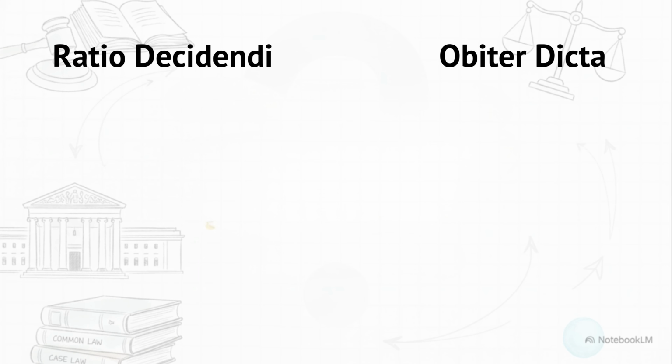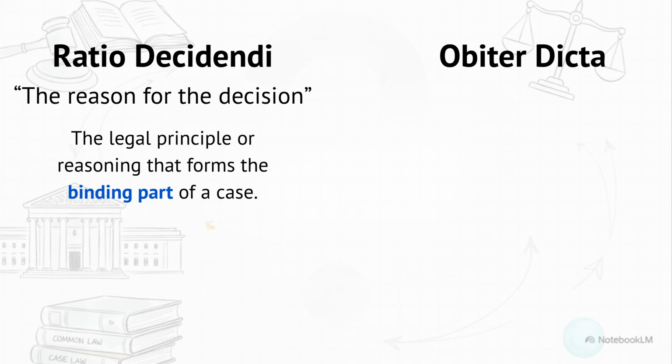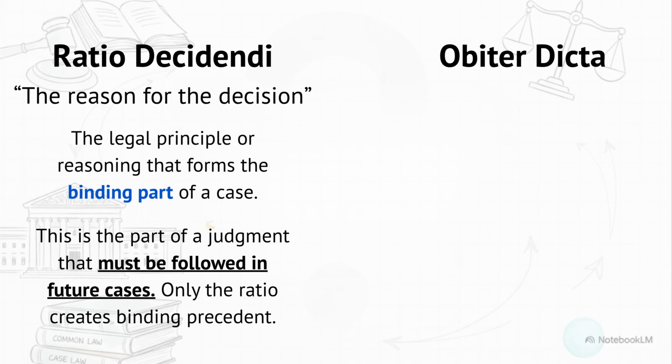Now, inside that doctrine is where the next 2 terms become crucial: ratio decidendi and obiter dicta. Ratio decidendi means the reason for the decision. This is the legal rule that comes out of the judge's reasoning, the actual binding principle the case creates. This ratio becomes part of case law and must be followed by lower courts in future similar cases. This is the part of the judgment that becomes precedent.